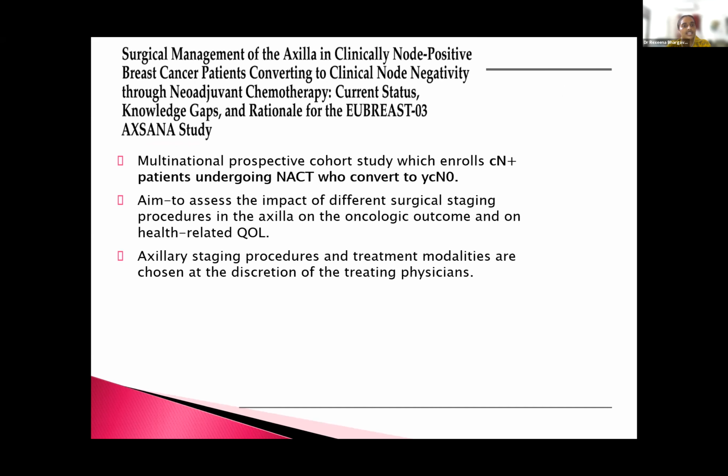The AXANA trial is a multinational prospective study which enrolls cN-positive patients undergoing neoadjuvant therapy who are converted to ycN0. The aim is to assess the impact of different surgical staging procedures in the axilla on the oncological outcomes and the health-related quality of life. The axillary staging procedures and treatment modalities are chosen at the discretion of the treating physician.